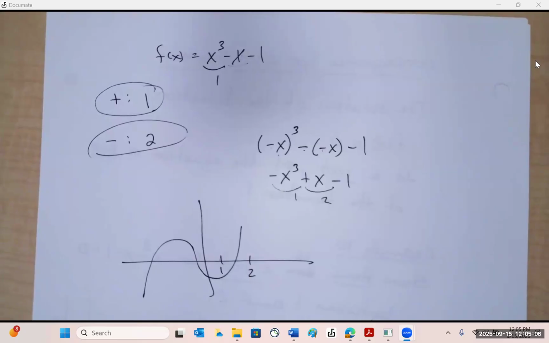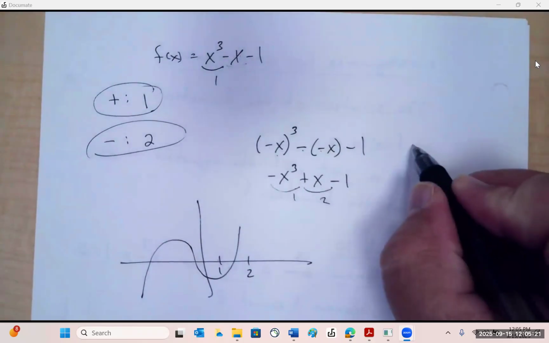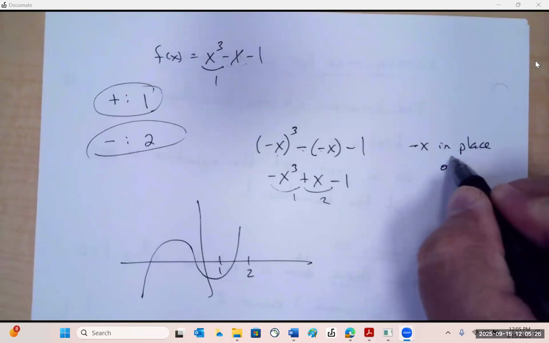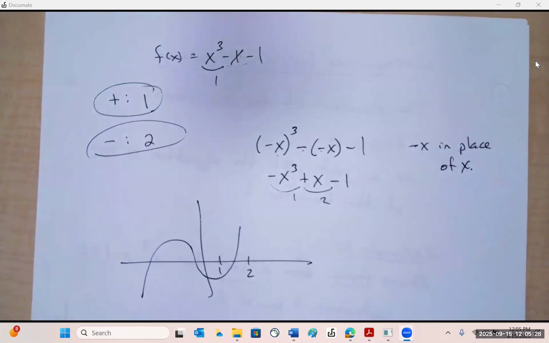Oh, question. Yes, do we not flip the negative sign on the -1? What made it change the sign? It's a constant. All you do to find the negative is put negative x in place of x. So I know I'm going to have two negative answers. And since we just found the intermediate value theorem between 1 and 2, I know there's an answer somewhere between there.